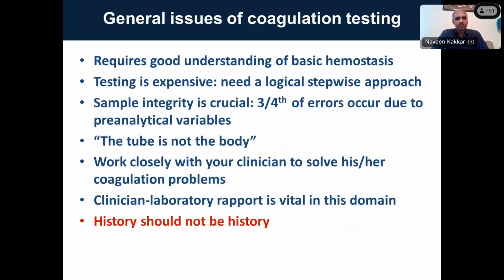Coagulation requires a good understanding of basic hemostasis: your vascular channels, your platelets, the coagulation pathway, and the fibrinolytic pathway. And remember, coagulation testing is not as cheap as CBC. It is expensive, going into thousands at times. So you need a logical stepwise approach to save resources and money for the patient. Most important, sample integrity is crucial. About 75% of errors in coagulation occur due to pre-analytical variables.